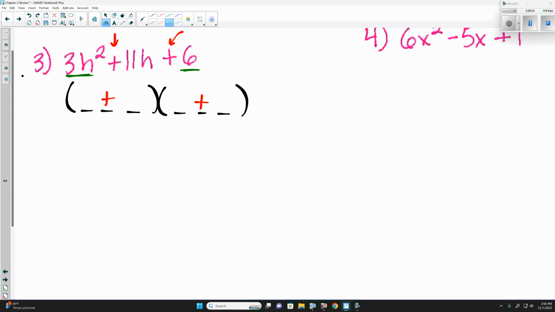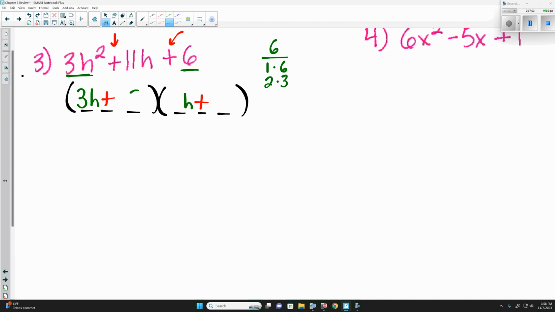Takes us to our next step, factors of the first and third term. 3h squared, well, h squared's only factors are h and h. The only factors of 3 are 3 and 1, so we'll just plug those in. Now, factors of 6 are 1 and 6 or 2 and 3. I'm going to try 2 and 3 first.